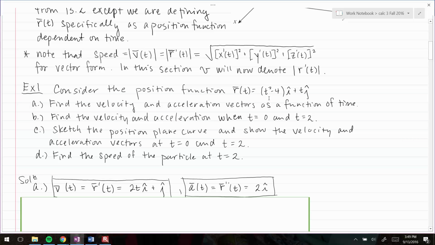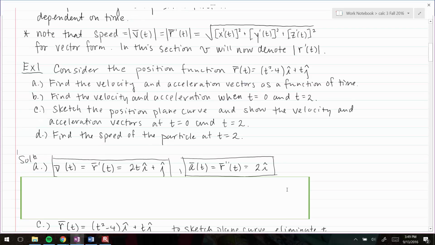Derivative of t squared minus 4 is just simply 2t, so that's in the i. Derivative of t is 1 in the j. Acceleration, taking the derivative of that, we're going to get, for the derivative of 2t is 2, and the derivative of 1 is 0, so that component ends up going away.